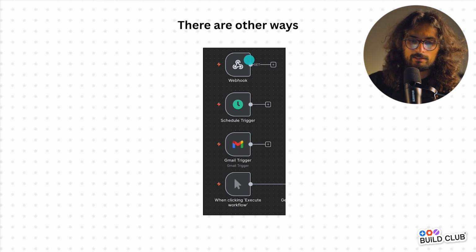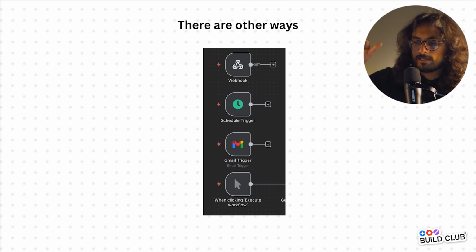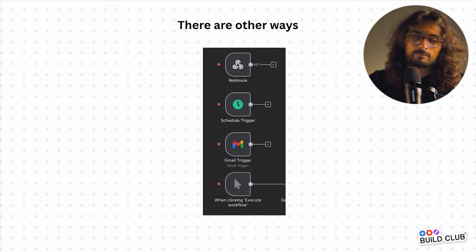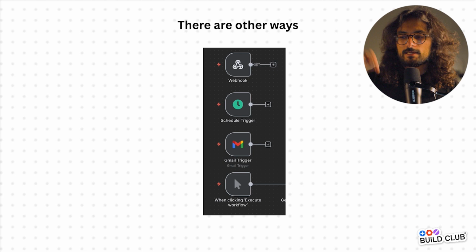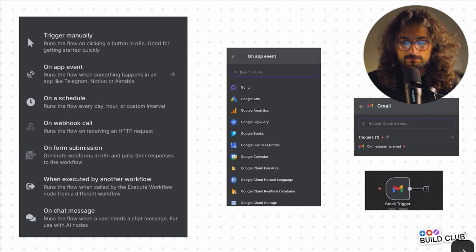Webhooks, we won't talk about this in this course, but I want you to know about it. It's basically a link. Whenever you hit that link, let's say www.google.com, it starts that workflow. This is useful if you want to trigger different workflows inside different code bases.